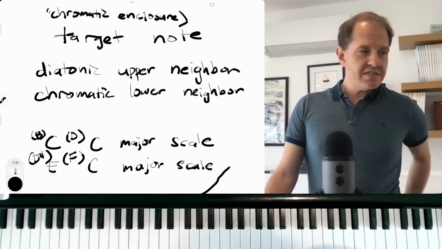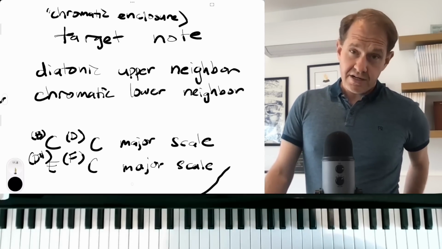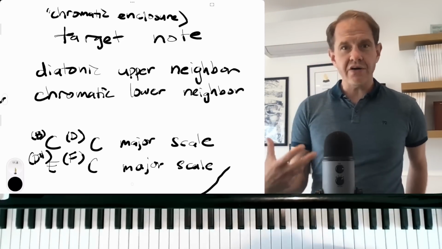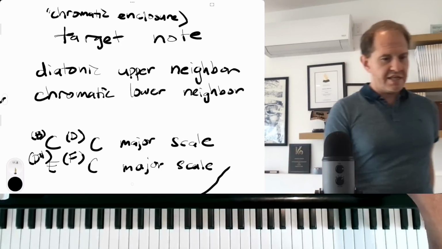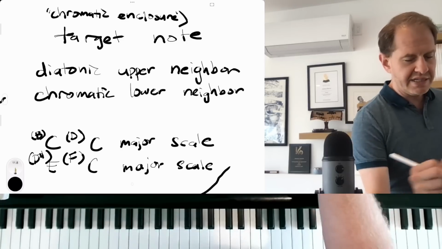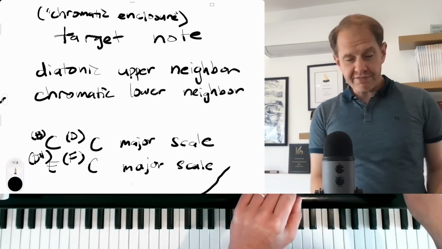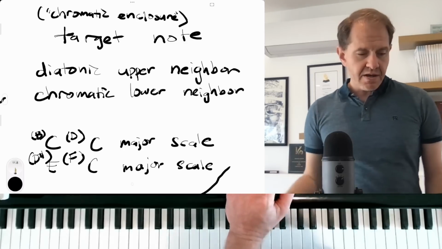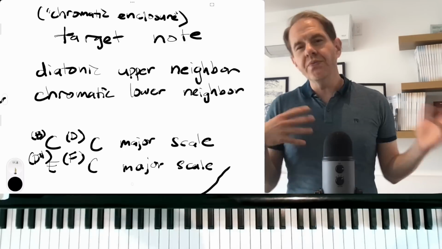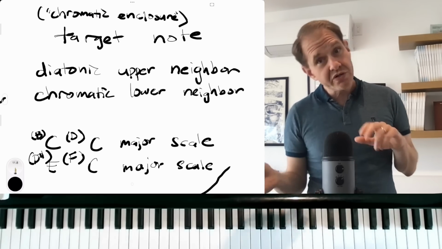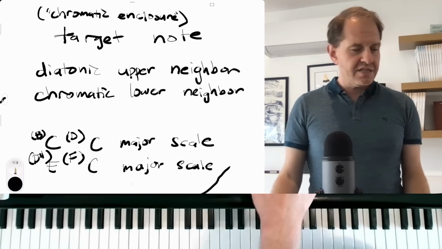Chromatic enclosures tend to sound a little jazzier, a little bit crunchier. We're going further outside of the key. Not to say that they couldn't possibly be elegant, but they're just more chromatic. They're going further outside the key. So I guess those would be my two main types of enclosures, the chromatic enclosure and this more elegant enclosure.